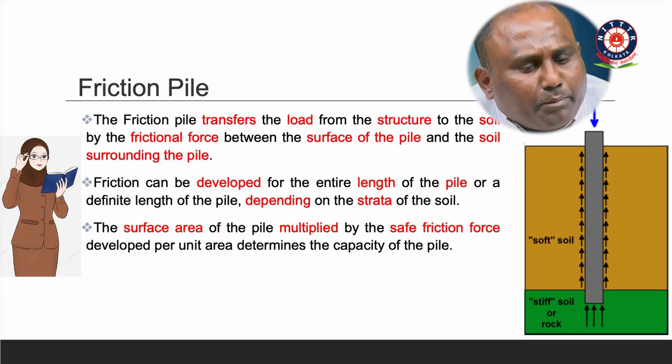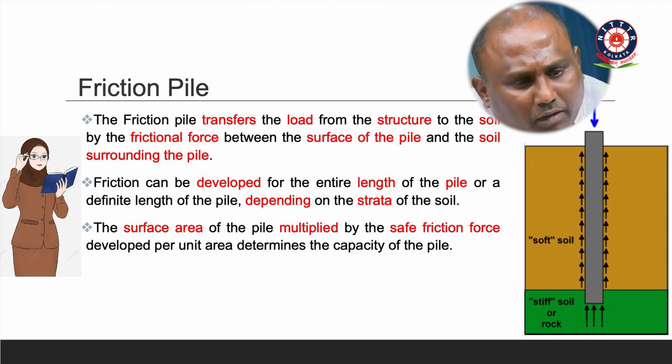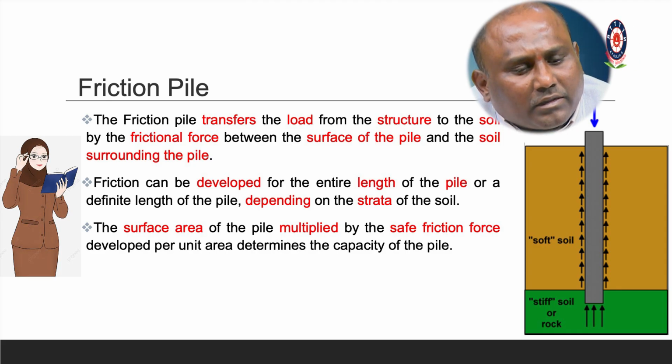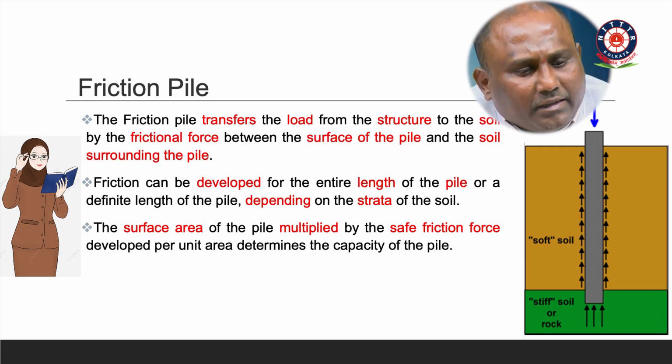Similarly, now it is a friction pile. The friction pile means this is the column load. This entire load is taken care of by the soil itself only, because the soil is in good condition. See, this is a soft soil, this is a stiff soil.